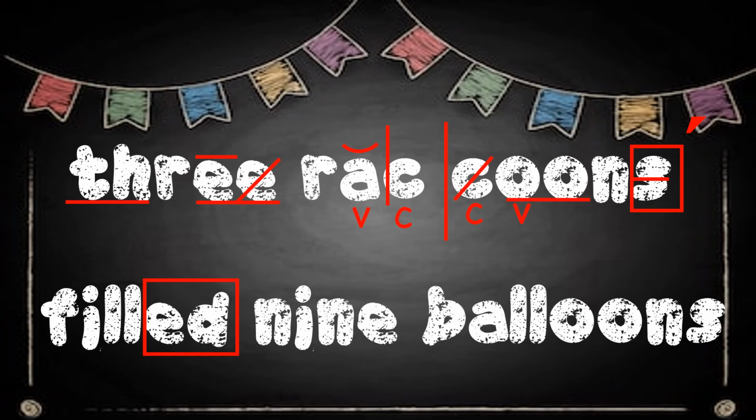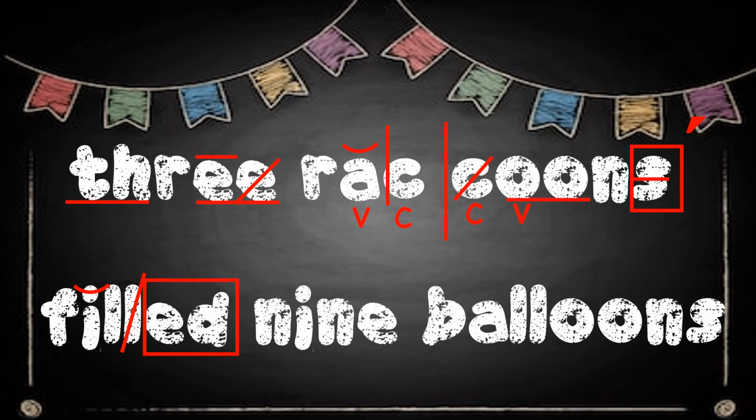Now let's finish coding this word. Do we see any obvious or easy coding? Yes, we have double consonants. So we're going to cross out the second one to remind us that it's silent. Now let's look for our vowels. We see a vowel followed by a consonant, so we're going to code it with a breve.